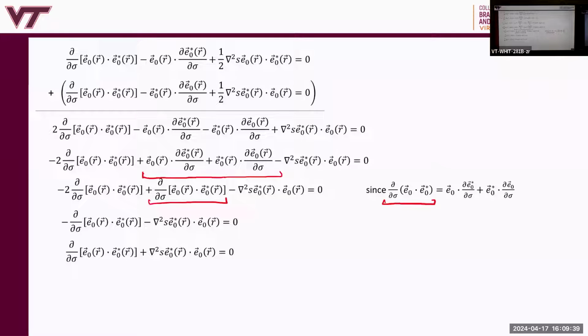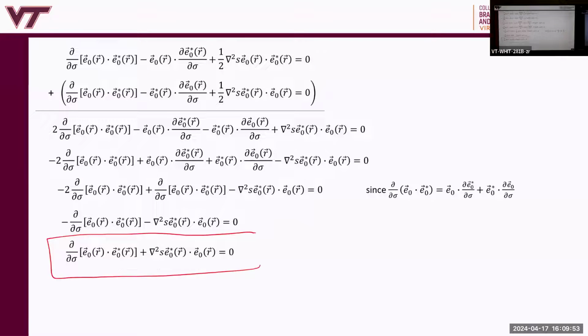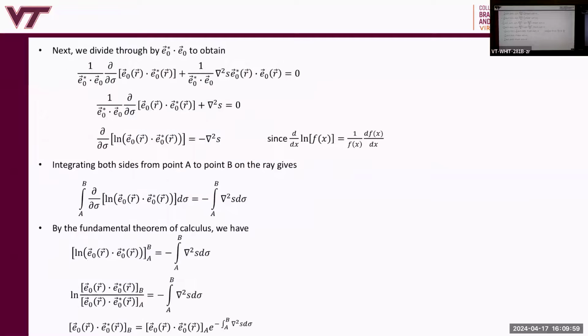Everything else is the same. Now we have minus 2 of these and 1 of these. That becomes minus 1 of them, right? So minus 1 of those. And this term stays the same. Okay, now we just multiply back through by a negative, and we're here at this stage. All right? Okay, good.